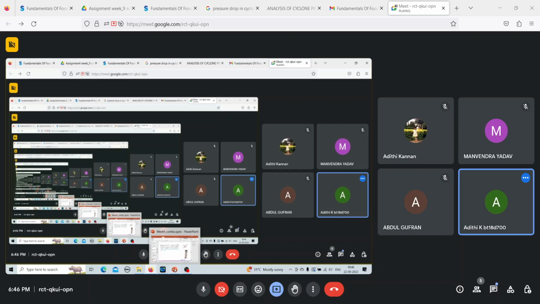So the separation factor is Fc, which is mv square by r, which we discussed in one of the previous slides. mv square by r is given as the centrifugal force, and the gravitational force is m into g. So m gets cancelled. You have the velocity given here as v, and you have the radius also given. I'm just substituting the values here. m gets cancelled. You have the separation factor S equal to v square by r into g.